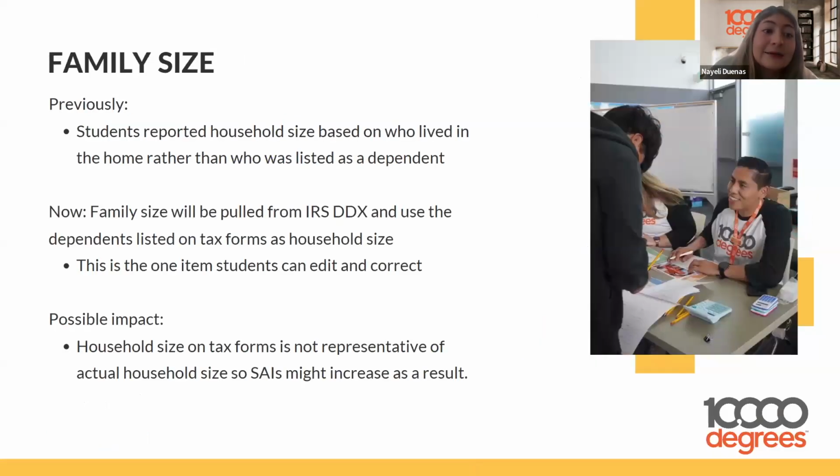So family size. Previously, students reported household size based on who lived in the home rather than who was listed as a dependent. But now family size will be pulled from the IRS tool and use the dependents listed on the tax forms as household size. This is one of the items the student can edit and correct if it doesn't reflect the number of dependents or family size. The possible impact is that if the household size on the tax form is not representative of the actual household size, the SAI might increase as a result, but students can always edit it and correct it.